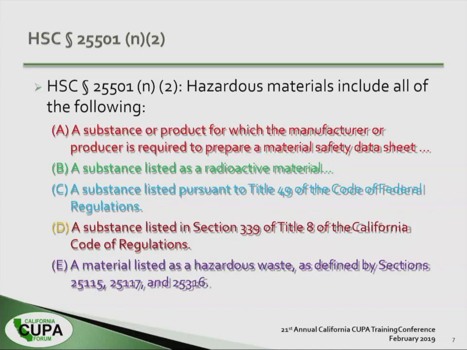Hazardous materials include all the following. A substance or product for which the manufacturer or producer is required to prepare a safety data sheet. A substance listed as a radioactive material, a substance listed pursuant to Title 49 of the Code of Federal Regulations, and a substance listed in Section 339 of Title 8 of CCR. And last but not least, a material listed as a hazardous waste as defined by those sections.